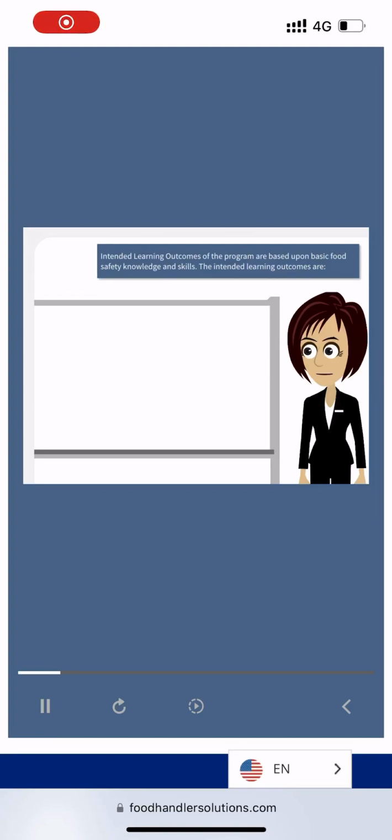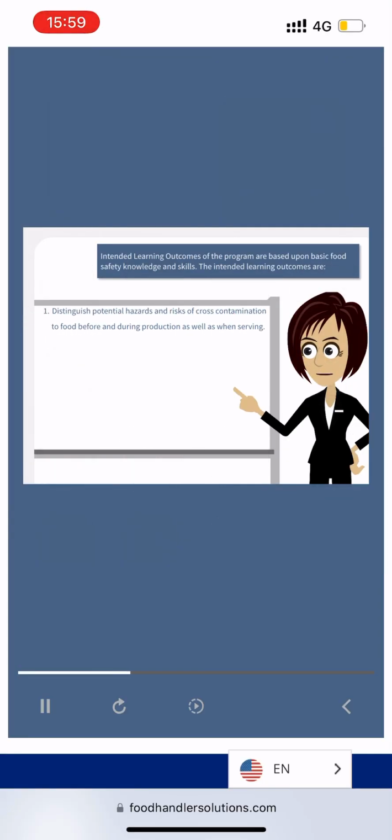Learning outcomes of the program are based upon basic food safety knowledge and skills. The intended learning outcomes are: Number 1, distinguish potential hazards and risks of cross-contamination to food before and during production, as well as when serving. Number 2, identify proper procedures for handling food during deliveries.